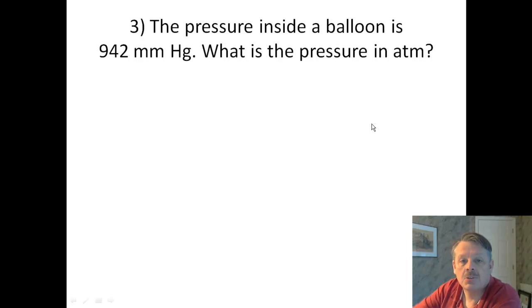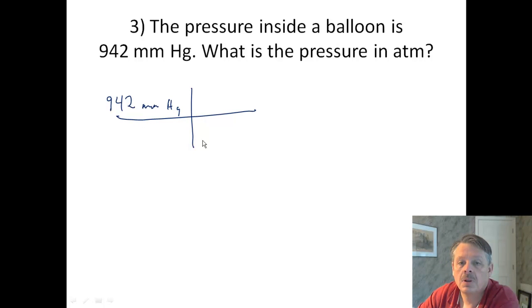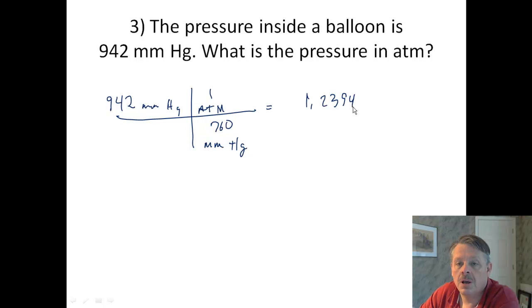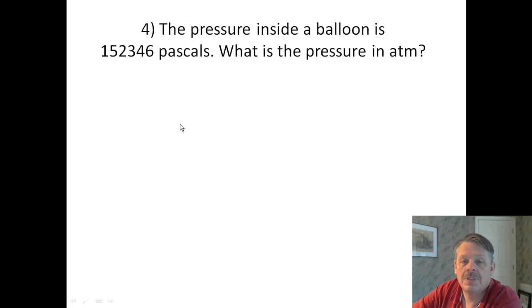Alright, how about the next one? You have 942 millimeters of mercury, and you're trying to get to atmospheres. Well, I do have a conversion factor between millimeters of mercury and atmospheres, and it's that 1 atmosphere is equal to 760 millimeters of mercury. So I take the 942 divided by 760, and I get 1.2394, and so on. But I can only have 3 sig figs, so it's 1.24 atm. Why is it atm? Because my millimeters of mercury cancel out, and I'm left with atm. Please cancel your units as you're doing this.